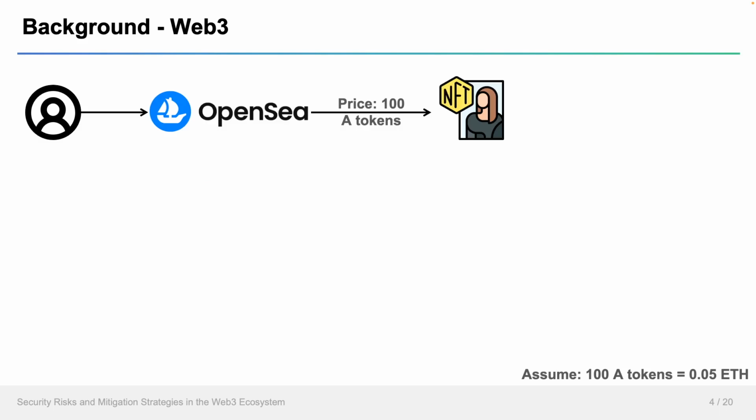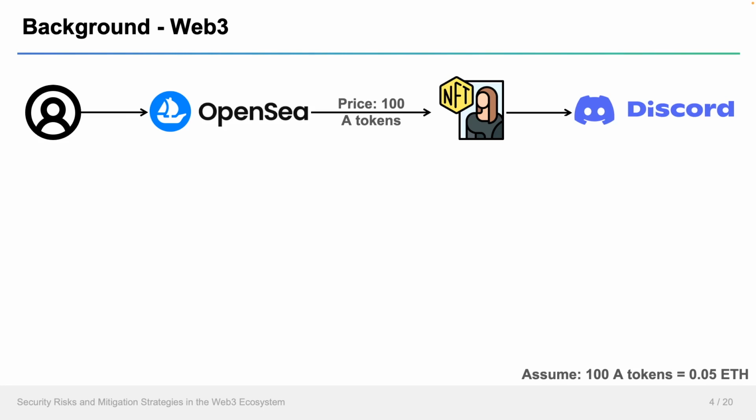Suppose you find an NFT that you like very much on OpenSea, and it sells for 100 tokens. In order to get it, you may need to go through the following steps. Initially, you might explore information about the NFT on community platforms like Discord. Here, you can learn about the artist, historical transaction records, and other users' reviews. Next, you'll need to purchase some cryptocurrencies such as Ethereum.